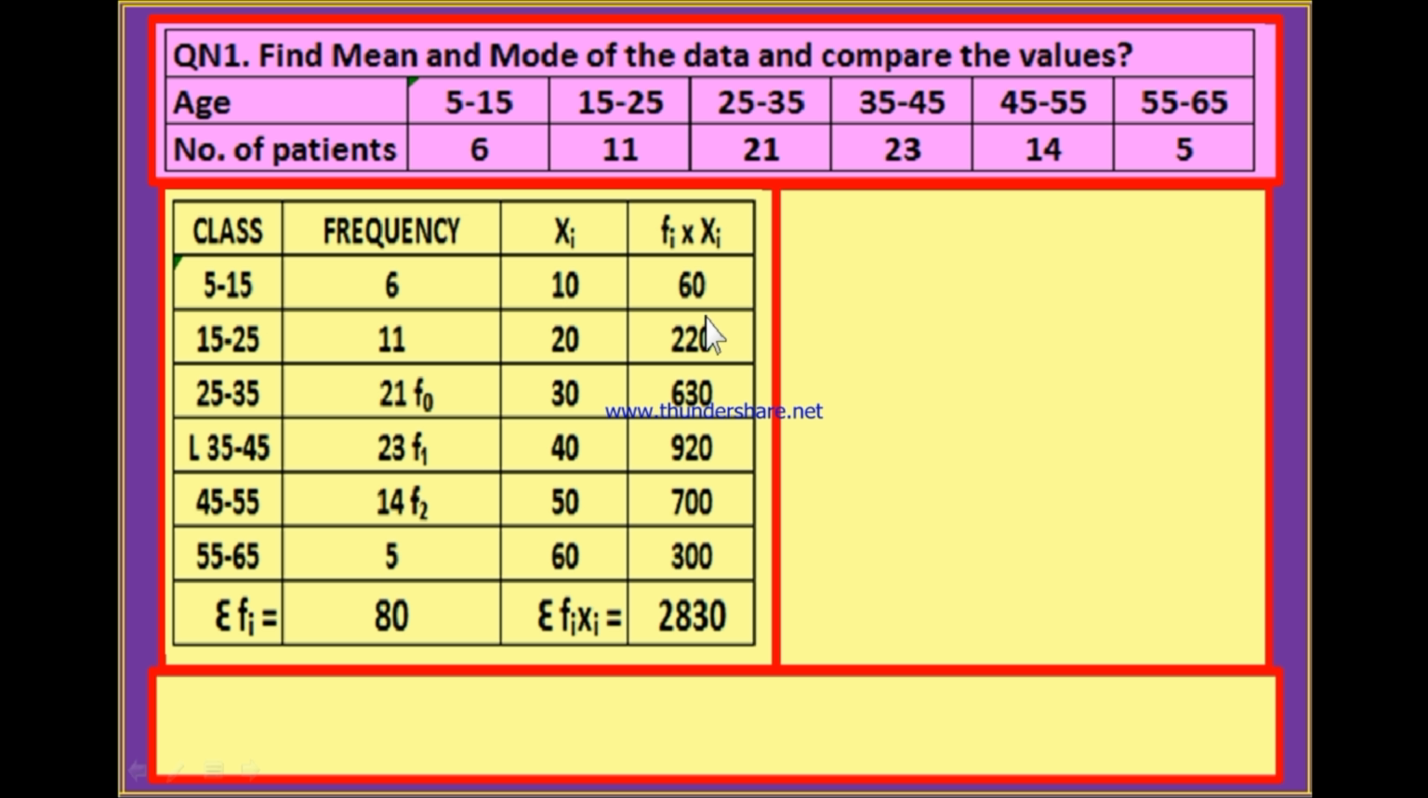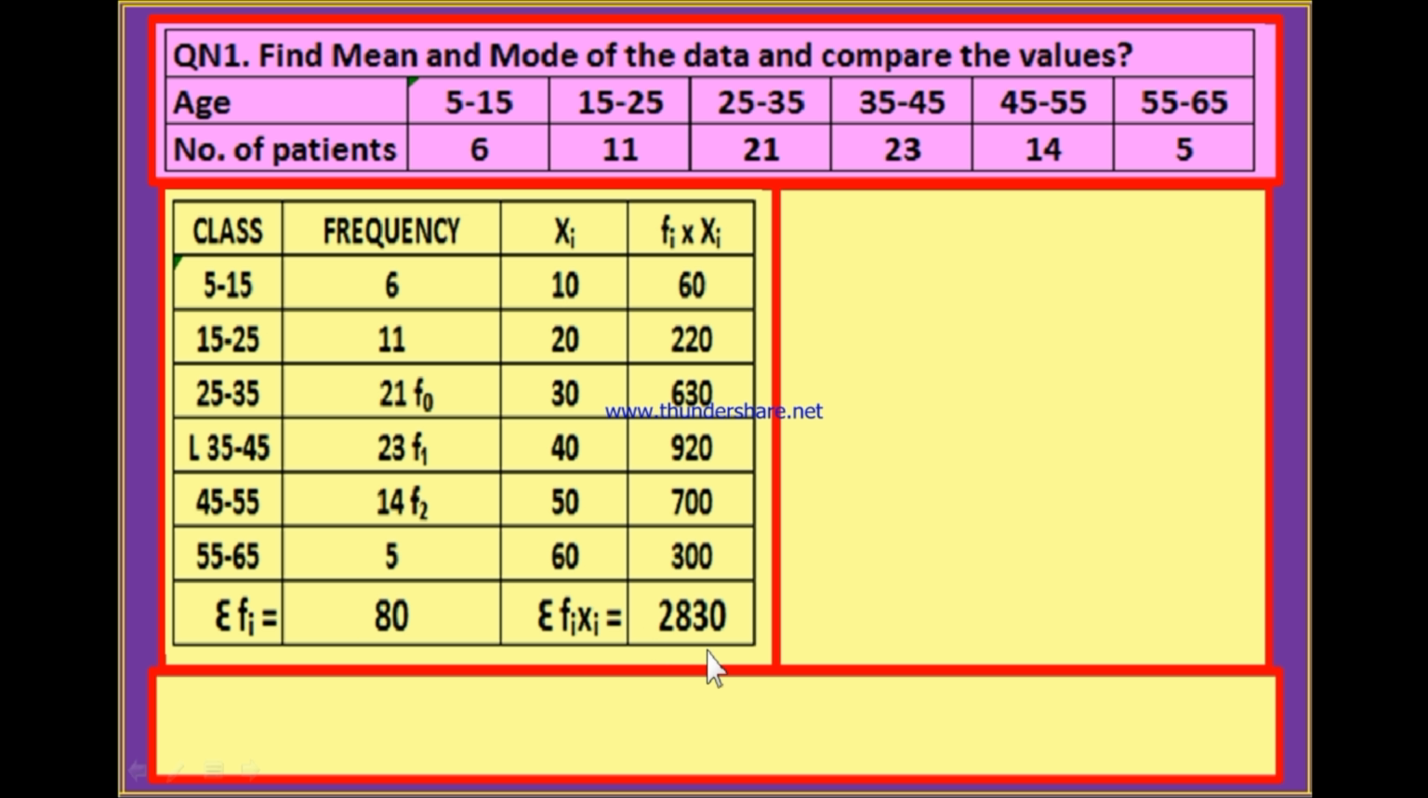Now let us add Fi Xi. Units place is 0 and tens place 6 plus 2 is 8, 8 plus 3 is 11, 11 plus 2 is 13, 3 and carry 1. Hundreds place, 1 plus 2 is 3, 3 plus 6 is 9, 9 plus 9 is 18, 18 plus 7 is 25, 25 plus 3 is 28. Therefore sigma Fi xi is 2830 and sigma Fi is equal to 80.